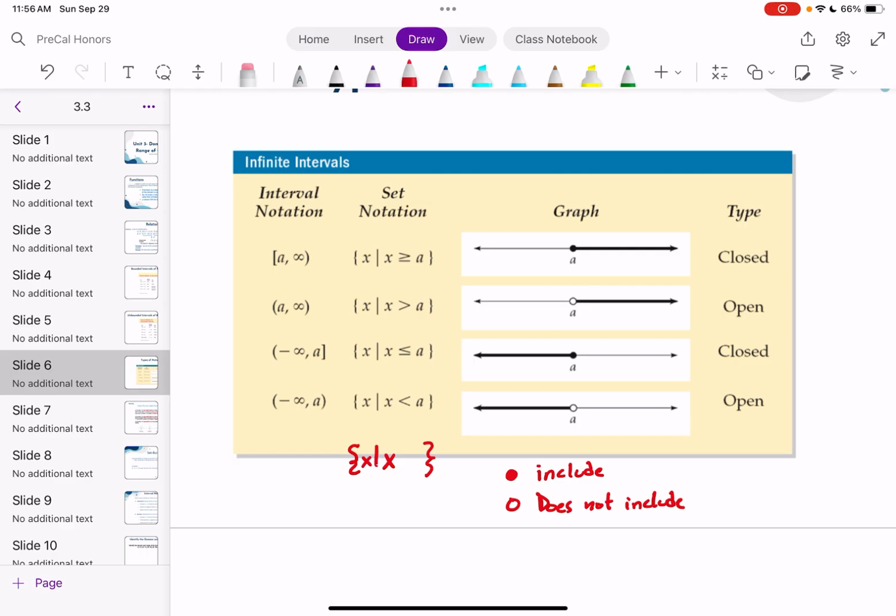As we go to our third example, we are going from negative infinity to A, and we have a bracket around it. In this case, we are including the A, and it is opening to the left-hand side. Now the type would be closed because of the fact that it is using a bracket, and it is including the number itself. Within our graph, you can see that this A is bubbled in, which will include it.